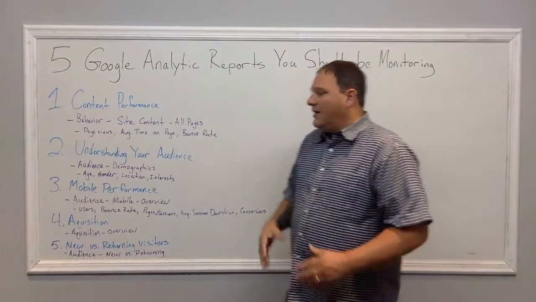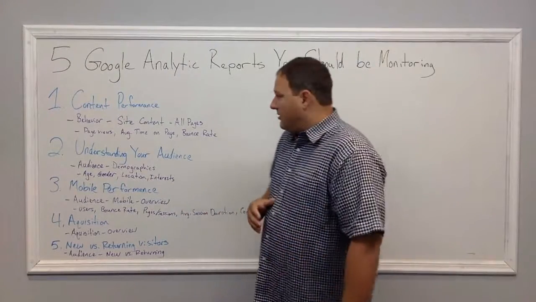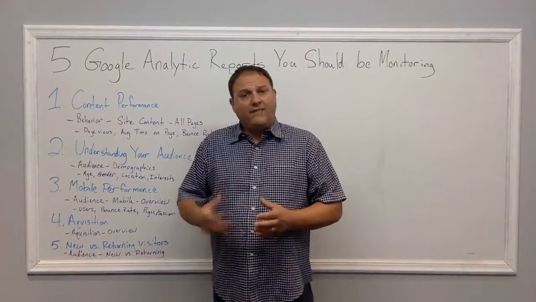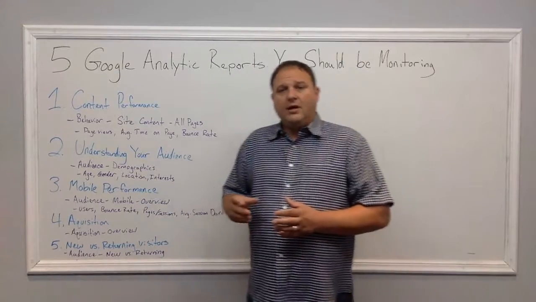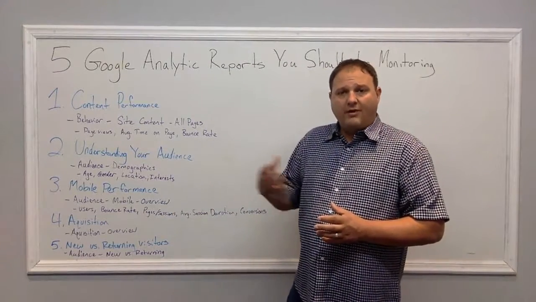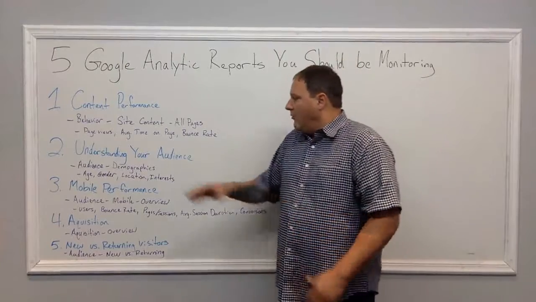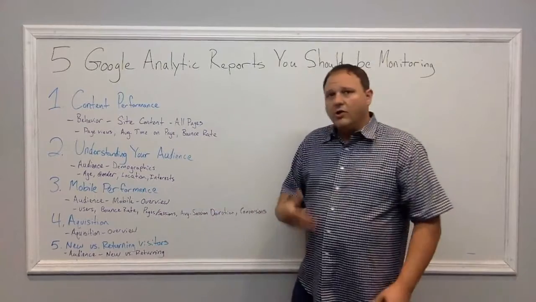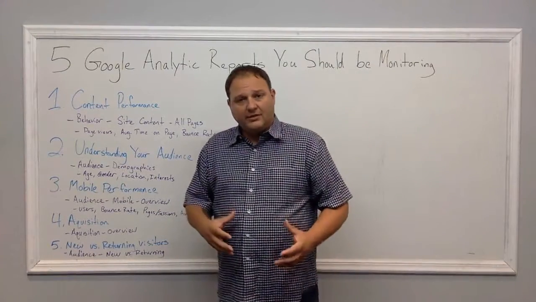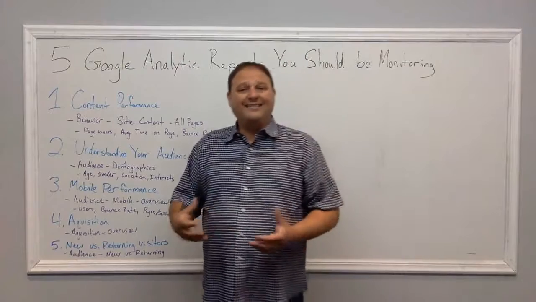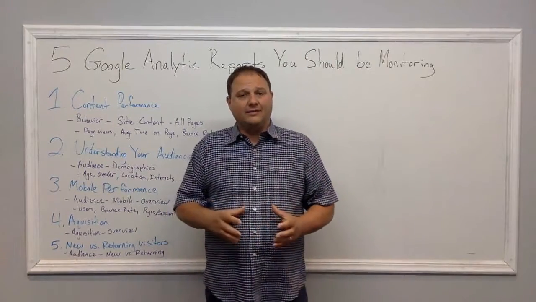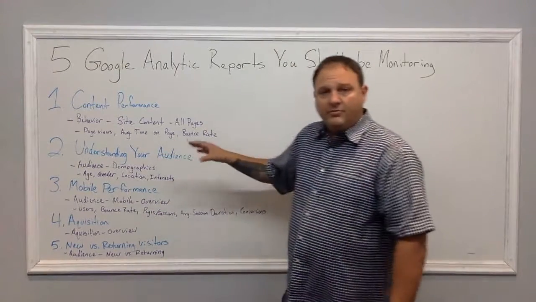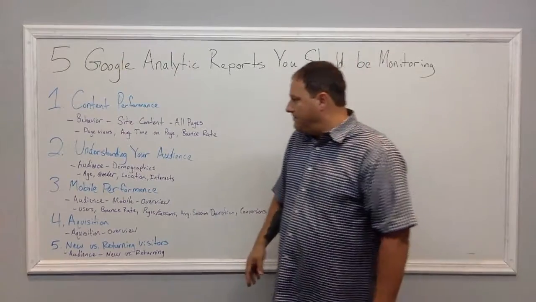Number 2, understanding your audience. To do this, go to Audience and Demographics. Now you need to enable demographics to start collecting this data. It'll prompt you on how to do this when you go in there. Once you have this enabled, look at age, gender, location, and interest of your audience. This will help you start creating content that better targets this audience. And also if you're running paid advertising campaigns, this will help drill down your demographics there too.